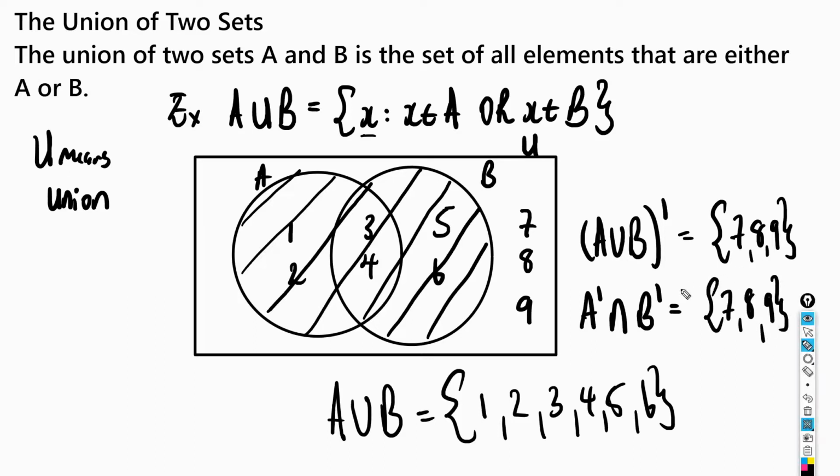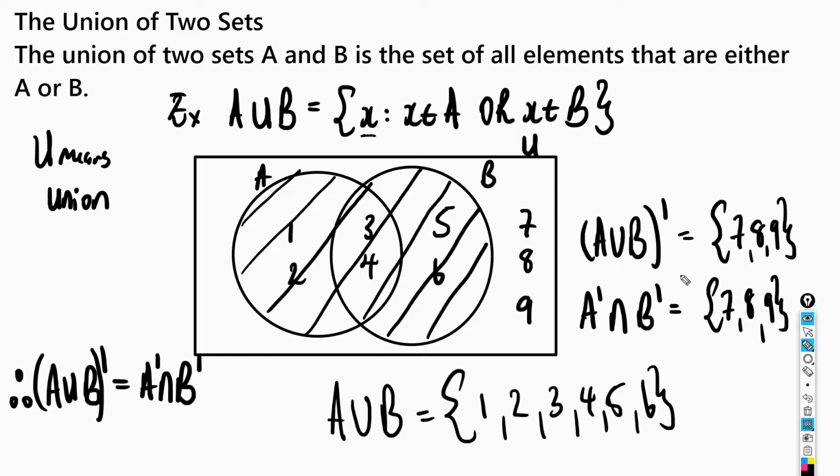We did that. So it's actually a law here that the complement of A union B is equal to A prime intersect B prime, right? And it makes sense. We just did it earlier. A prime intersect B prime is equal to 7, 8, 9, and everything outside of A and B here is 7, 8, 9. Okay, so it makes perfect sense. It's really logical.